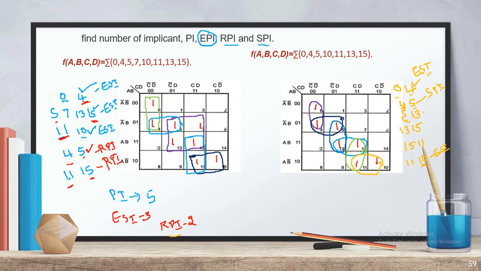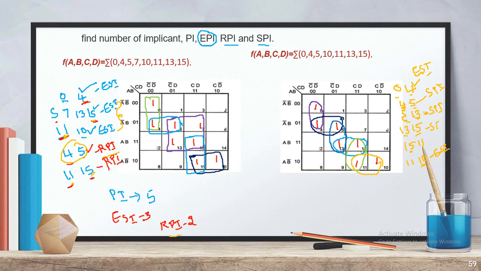The difference between RPI and SPI: in the previous example, check 11 and 15. 11 is present here, 15 is present here, both in essential groups. So if all cells are present in essential groups, then it is RPI. If all cells are present in other groups but non-essential groups, that is called SPI, the selective prime implicant. So 13 and 15, both are present. 13 is in one selective group, 15 in another. These both are not essential. So these are selective prime implicants.